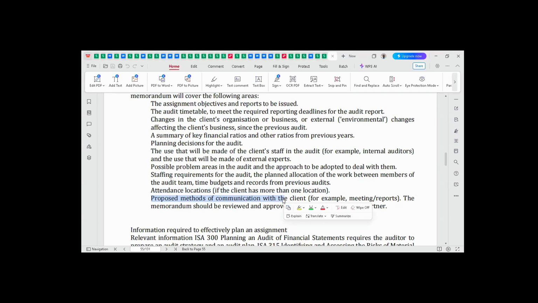All of these modalities need to be reviewed and approved by the engagement partner before the audit commences. These are some of the information that are contained in the audit strategy, audit planning memorandum.